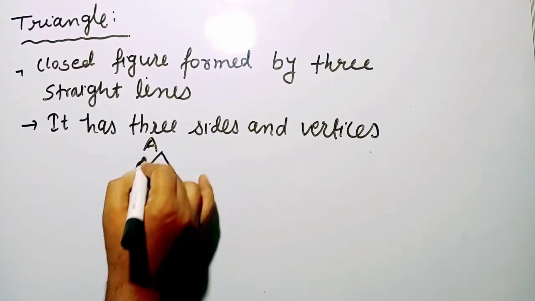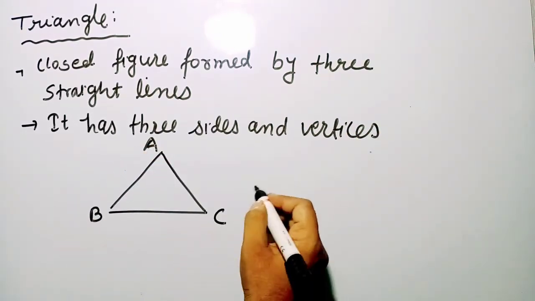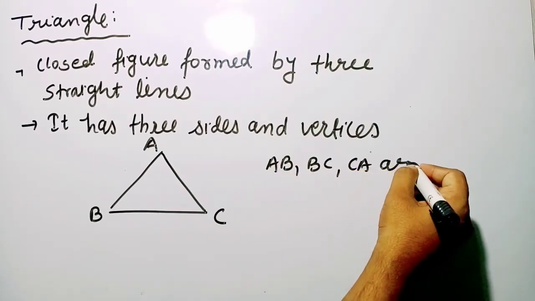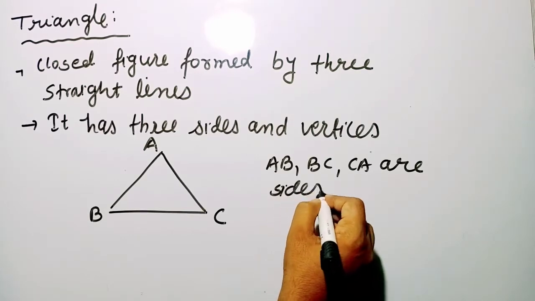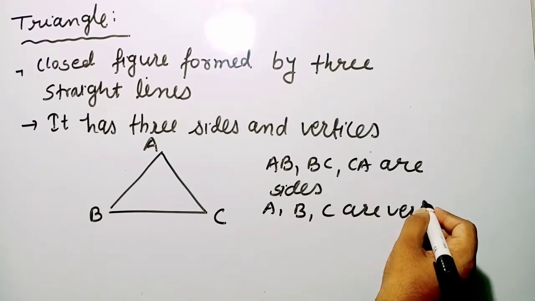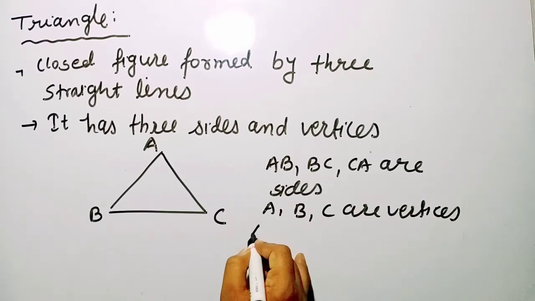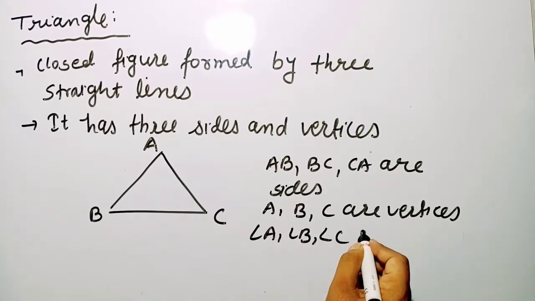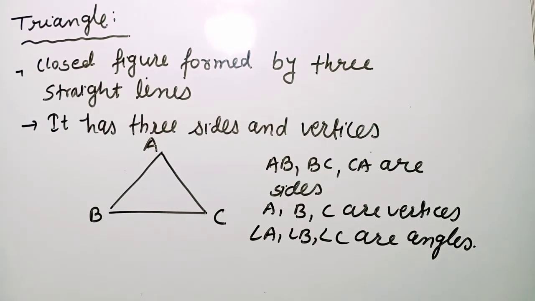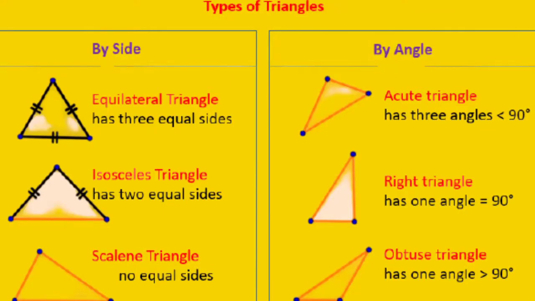Suppose this is a closed figure ABC. This is a triangle. AB, BC and AC are sides of the triangle, right? And A, B, C are vertices of the triangle, and angle A, angle B and angle C are angles of the triangle, right? So let us see the types of triangle.